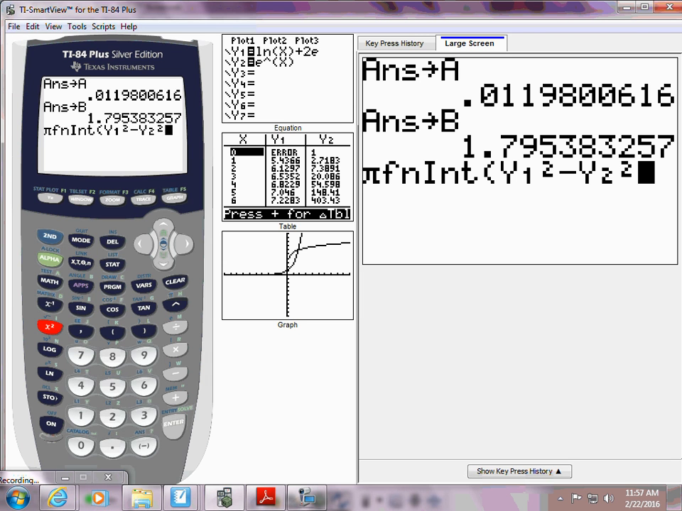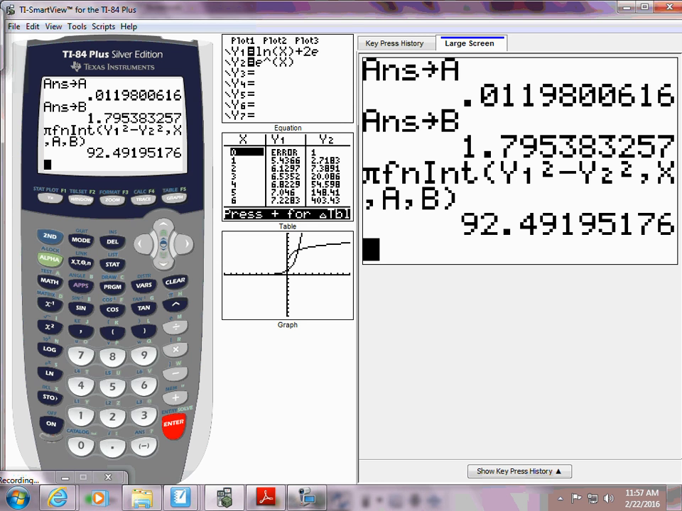Okay, so we've got the pi, the integral of big R squared minus little r squared, then what? What do we need to put this in the calculator? Comma, x, comma, alpha a, comma, alpha b. Hopefully I didn't mess up any parentheses. And there you go. Good stuff.